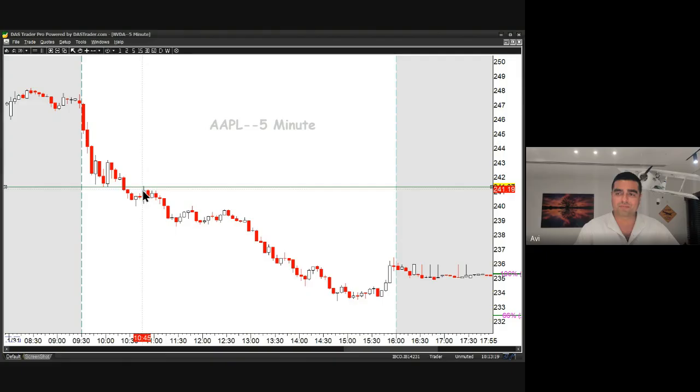Just because it rejects the level, puts in a wick, doesn't mean you go short. You got to wait for bearish activity, seriously bearish. Like this is a really bearish candle, this red one. And then wait for a new low. Sometimes you wait 15 minutes for a new low, and then you get the entry.